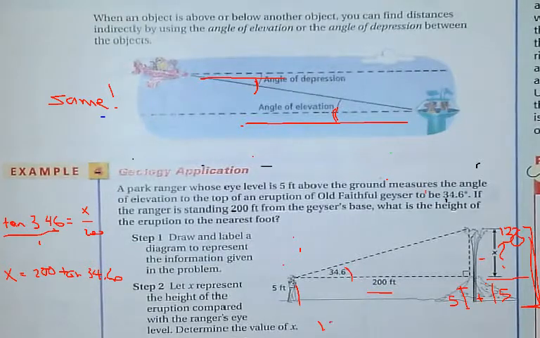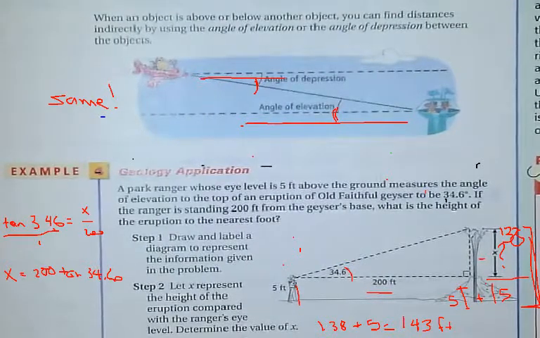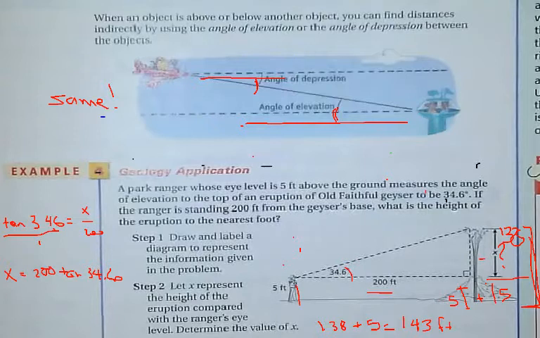So 138 plus 5 is 143. So, what's the total height? This geyser is shooting steaming hot water 143 feet up in the sky.